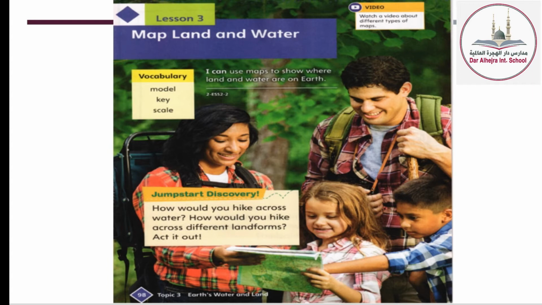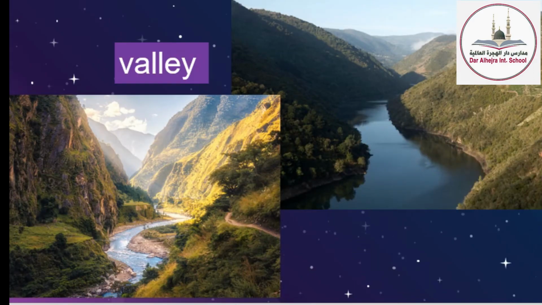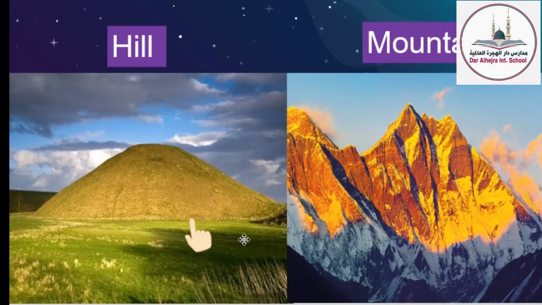And for landforms, some landforms have very steep slopes, like what you see in this picture. As you can see, these are very steep slopes, so it will be very hard to go on landforms like a valley or a mountain, for example, which have very steep slopes. But you can go up the hill because the hill has gentle slopes, not very steep.